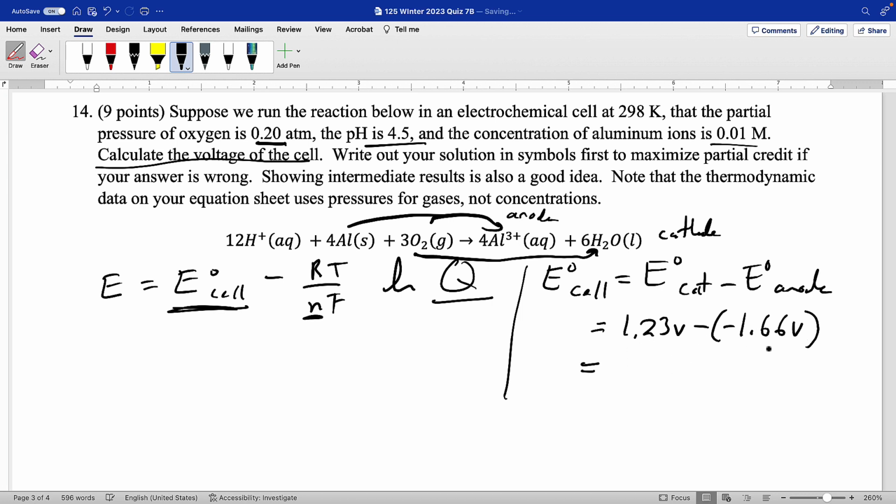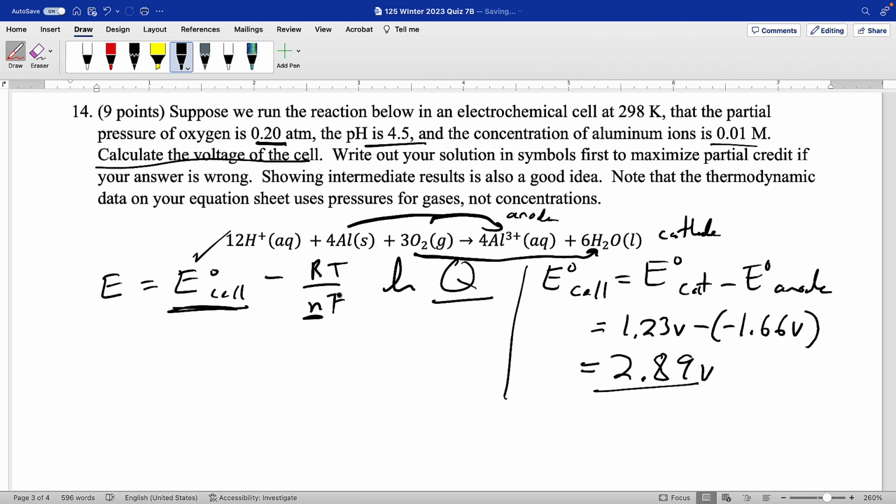If we look at this, this is basically subtracting a negative, so it's going to be adding together. So we're going to get 2.89 volts as the standard cell potential. Okay, so we've got this piece. Now we have to figure out the other piece.